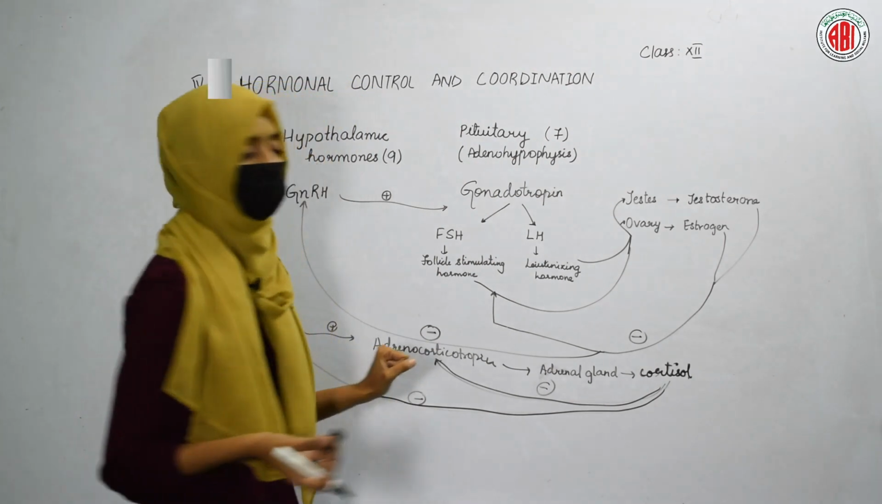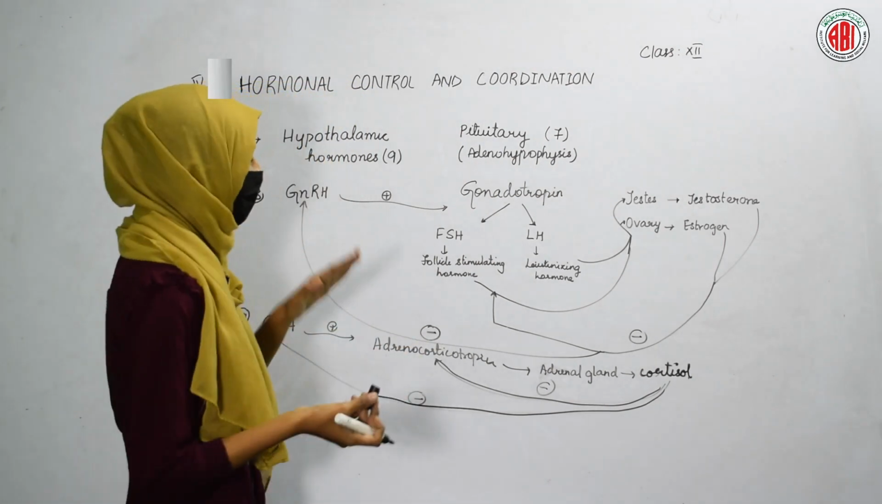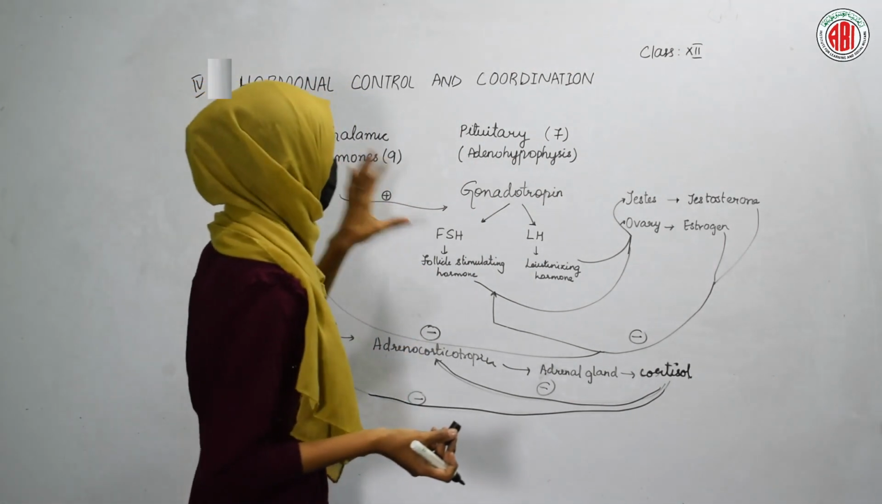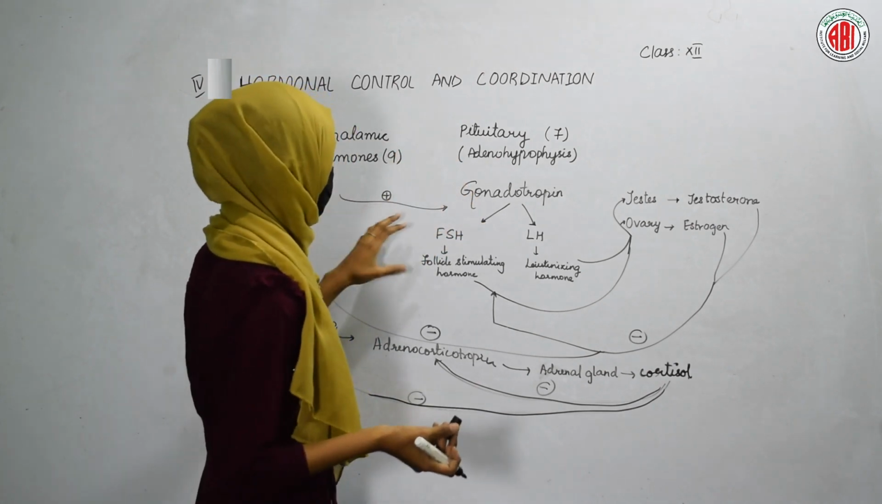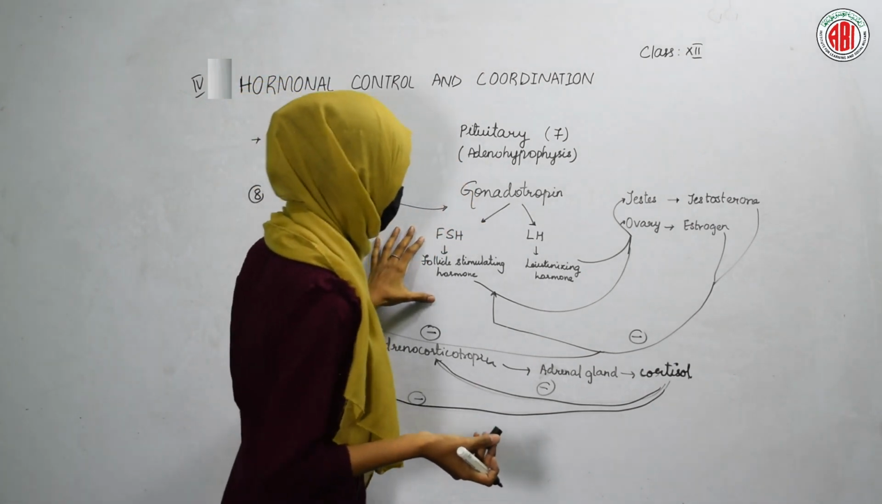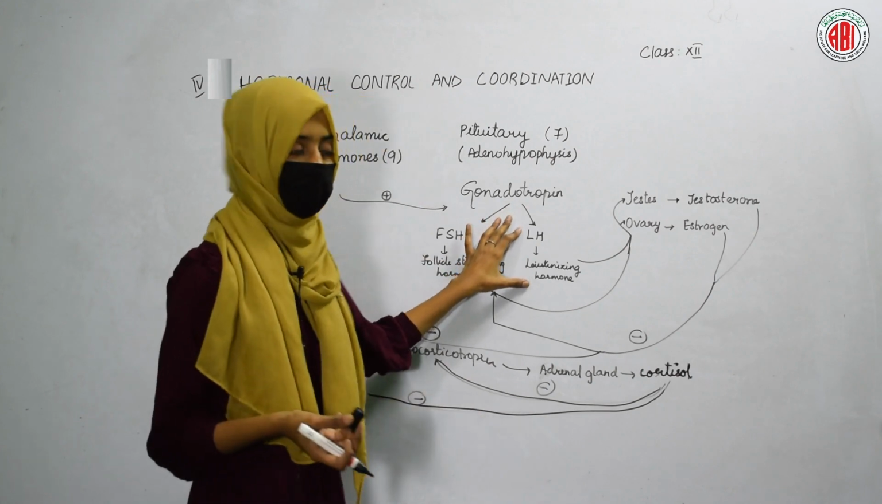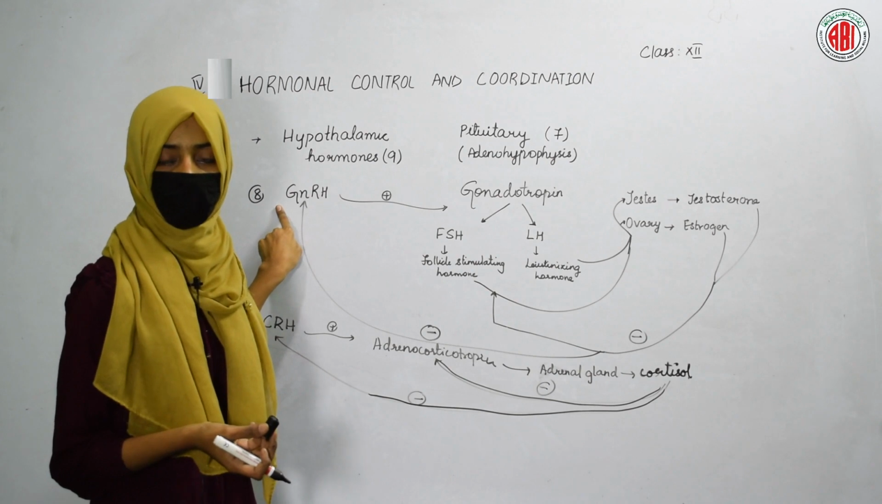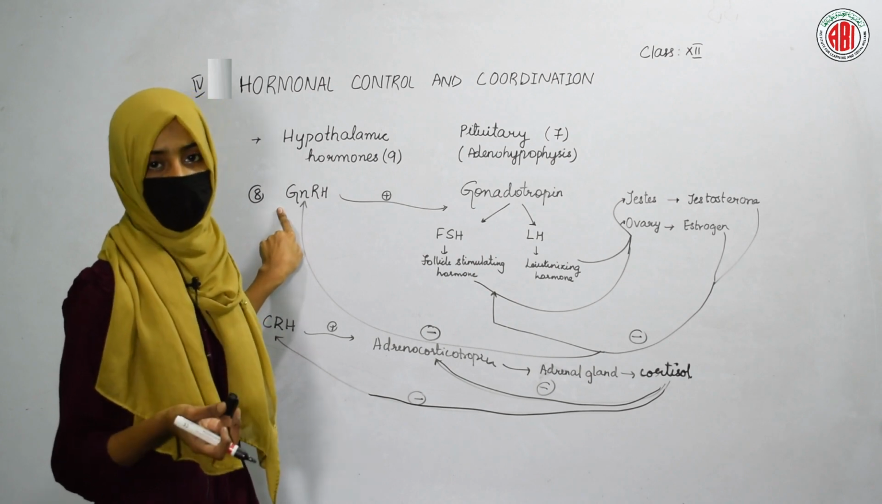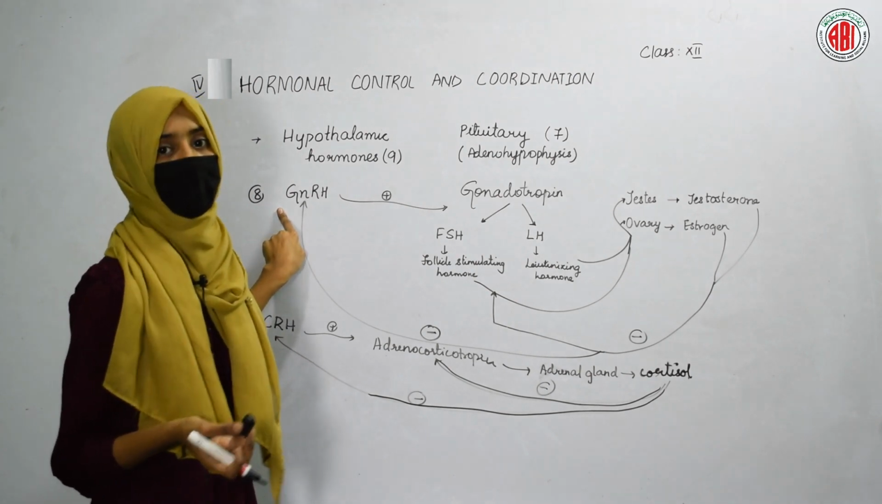These 2 hormones, testosterone in males and estrogen in females, are responsible to show negative effect on gonadotropin. That is, it inhibits the secretion of follicle stimulating hormone and luteinizing hormone, and it also shows the negative effect on gonadotropin releasing hormone. It stops the secretion of gonadotropin releasing hormone.